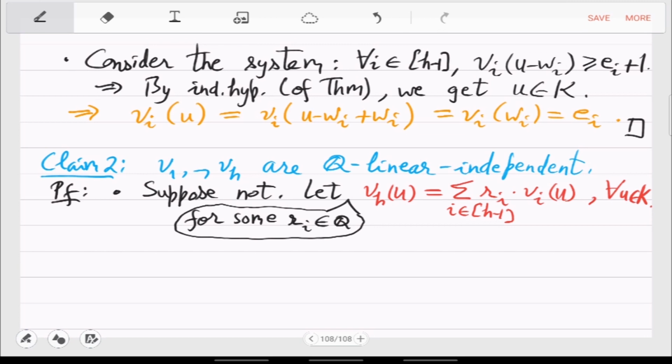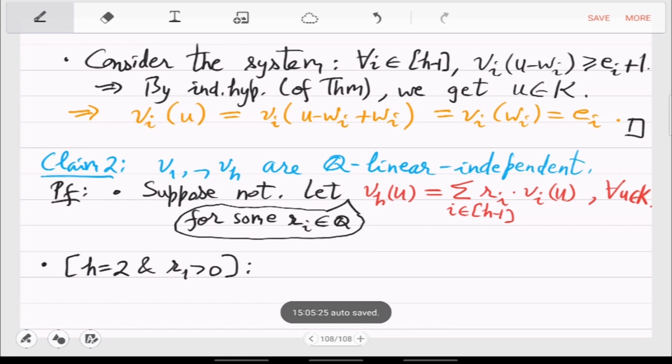Do you see an easy contradiction? Yeah, we don't see an easy contradiction because everything here is arbitrary. We don't know anything about the valuations or the curve, so we have to do this in a bit deeper way. So let's look at the case of H equal to 2 and R1 positive. So we are saying that V2 is a multiple R1 times V1 and R1 is positive.